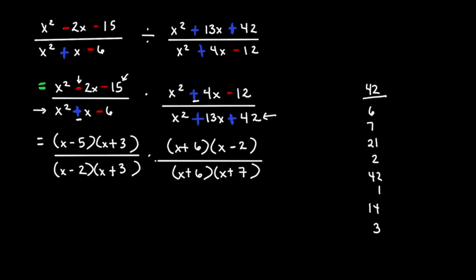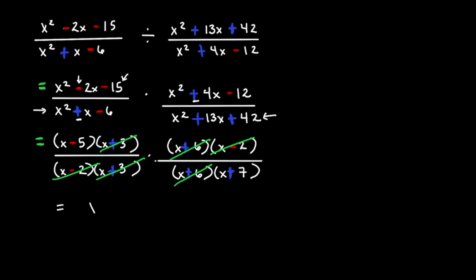So that is our answer, and we can look at what is the same on the numerator as the denominator. So our x plus 6 cancels out, x plus 3, x minus 2, and we are left with x minus 5 over x plus 7. So x minus 5 over x plus 7 is our answer, and this is so much easier. Having a method certainly helps.